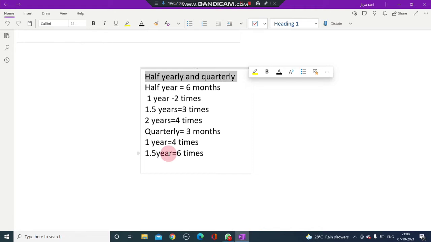So we can make use of the very same equation, P into 1 plus R by 100 raised to N, for half yearly compounding and quarterly compounding.